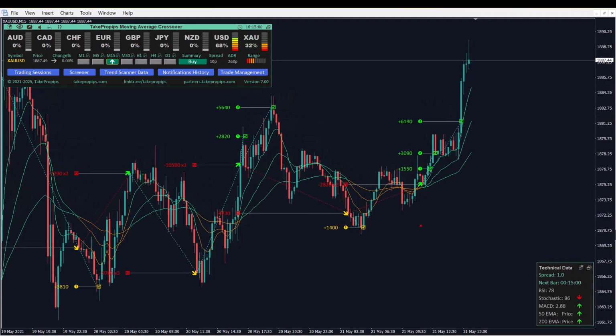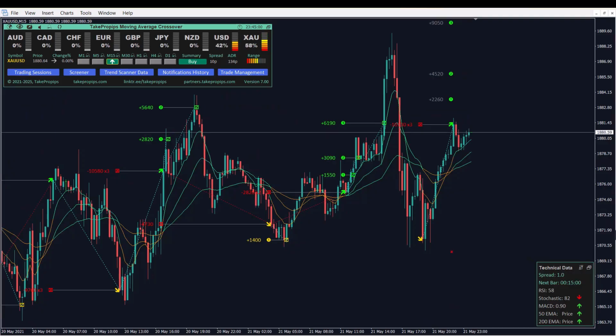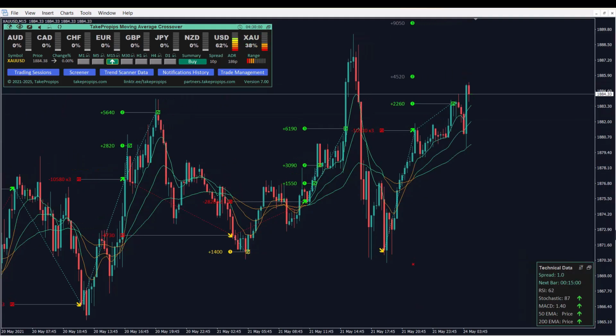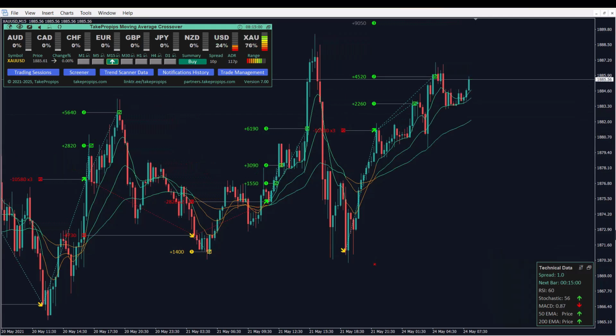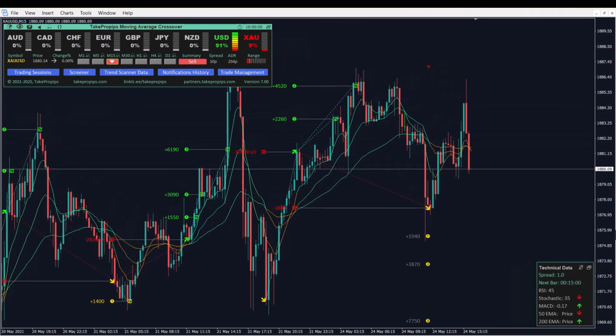Don't just jump in the second you see divergence. Wait for confirmation. A clean break of structure, a strong candle, or even a support or resistance level lining up. That's what separates random entries from high-quality trades.